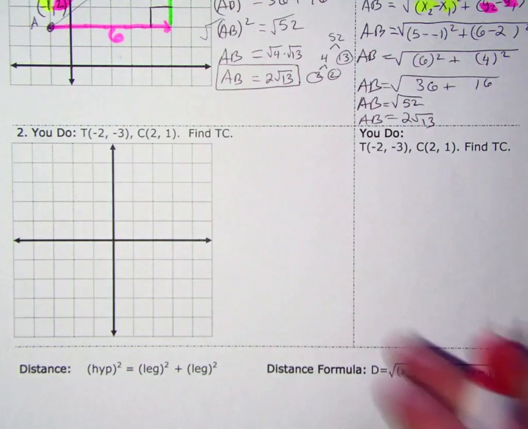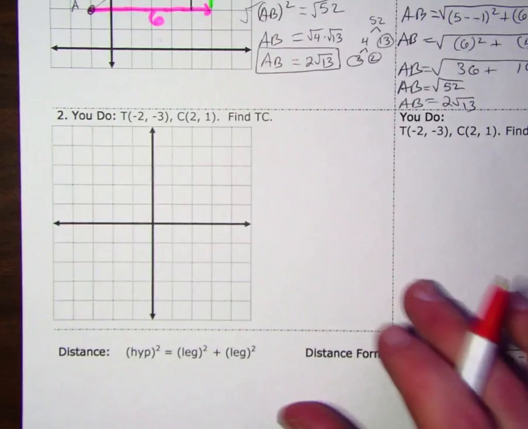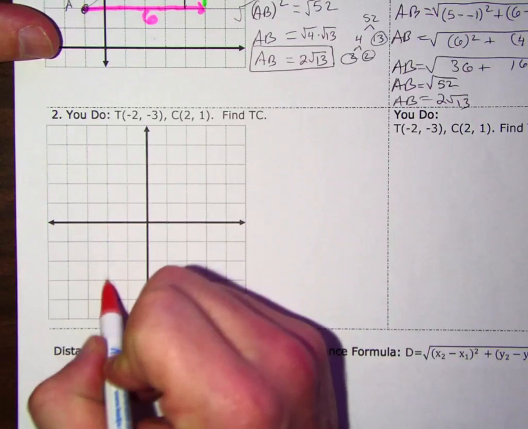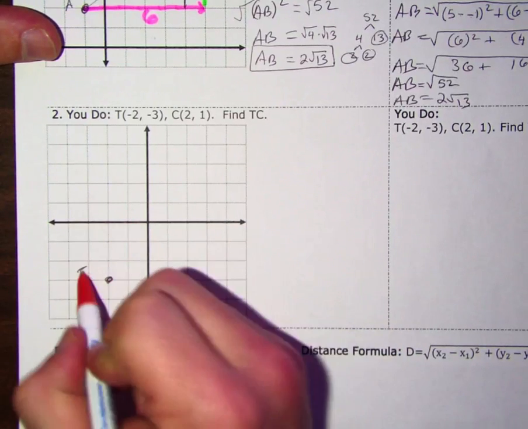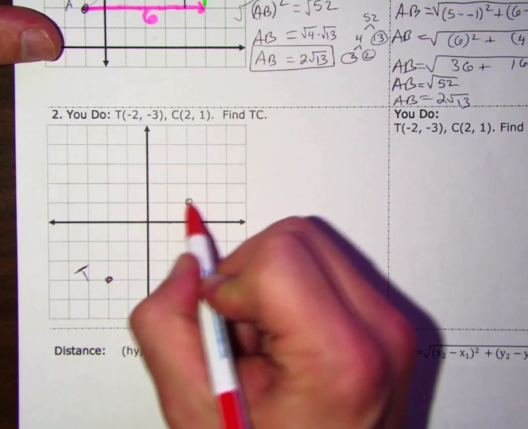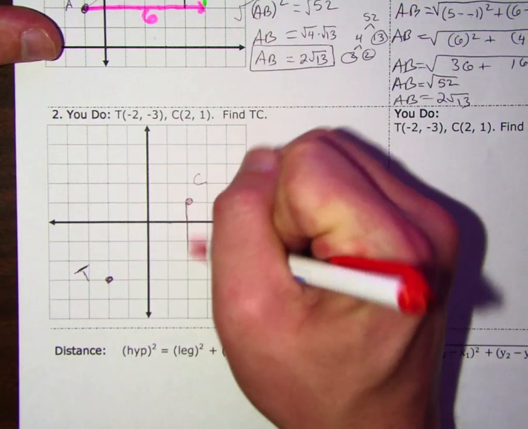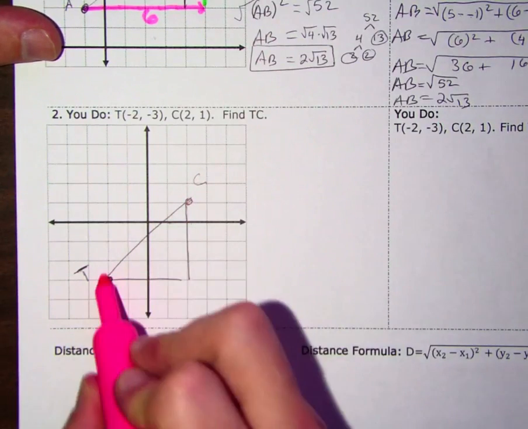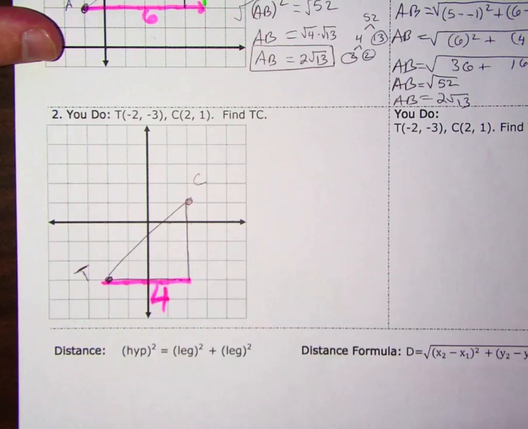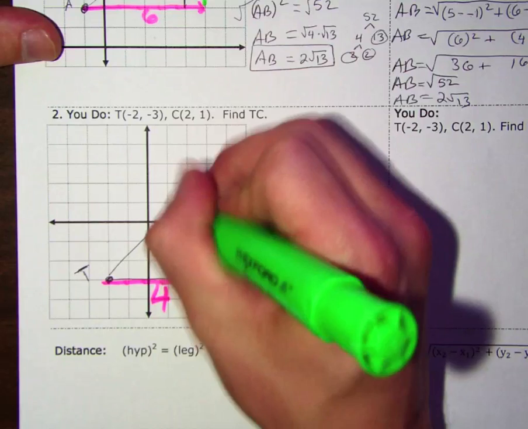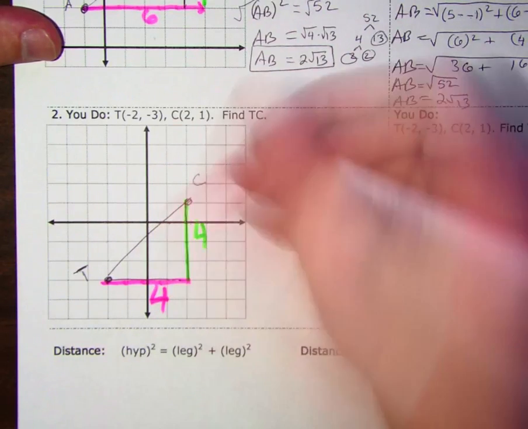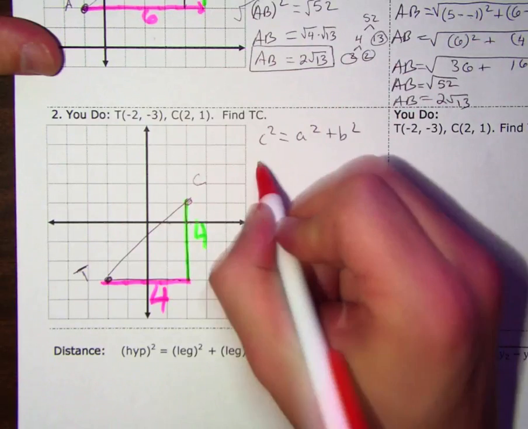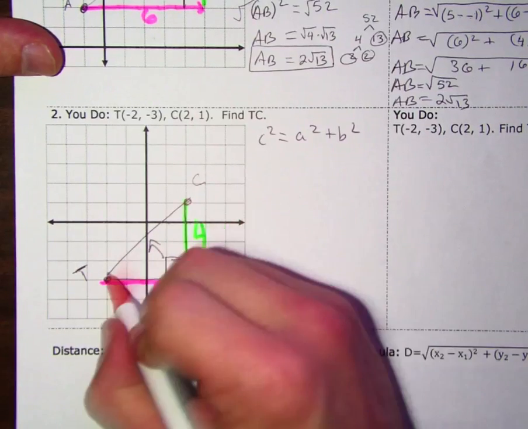And before I do that, I'm actually going to give this one more look. You can try this one on your own, and I'm going to do it right now. T is negative 2, negative 3. C is 2, 1. Go ahead and build yourself a right triangle. And you can count 1, 2, 3, 4. 1, 2, 3, 4. So c squared equals a squared plus b squared. You're going to go ahead and put your hypotenuse in. That's over here. That's TC.